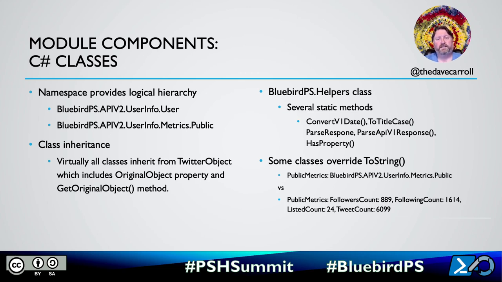And some classes actually override the ToString. If you don't have ToString overridden and you're looking at a nested property, like public metrics, which is a nested property of a tweet and also a user, you would just see BluebirdPS.APIV2.UserInfo.Metrics.Public. Whereas when I override the ToString method, I'm using some code that, no matter what kind of properties are on that object, will provide a comma separated list of the property name and then the value, like you see there. So for the public metrics, this again is for me, a follower count of 889, following count of 1614, things like that. This makes looking at nested objects a little cleaner, nicer to the eyes, and you still have access to all of that as its own object.